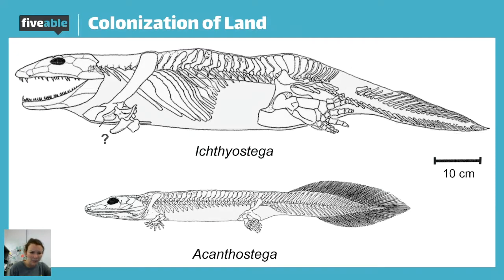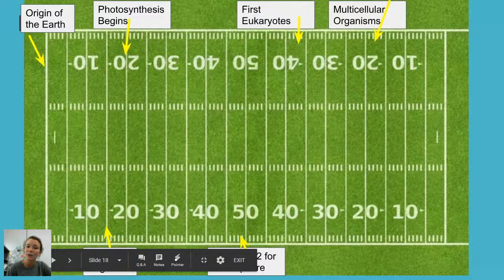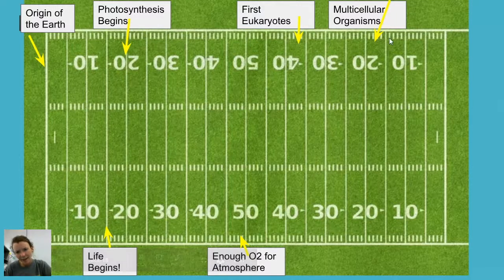If we go back to our football field, I don't think I put it on there, but it was 530 million years ago. Okay, and it's going to be at about the 8.5, so about the opposing team's 11-yard line, about right here where my mouse is. That's when we're actually going to see land colonized, which means things have only been living on land for about 10 yards of the Earth's history.